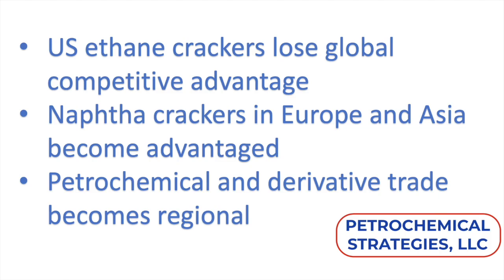If this happens, ethane crackers in the US could lose their global competitive advantage. Naphtha crackers in Europe and Asia will become more competitive, thus reducing demand for cheap imports of polyethylene and polypropylene from the US. And petrochemical and derivative trade will become more regional. This will create an oversupply situation in the US.